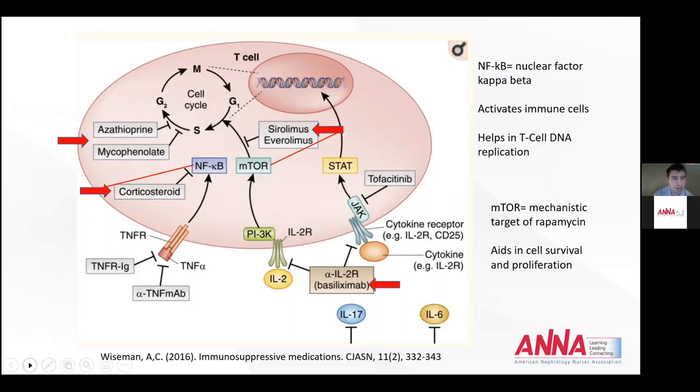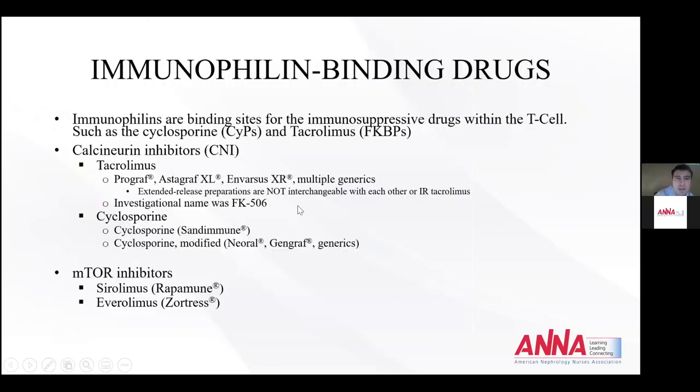Oops, got to go down here. So what are immunophilin binding drugs? These are your tacrolimus and your cyclosporin. Immunophilins are binding sites for these immunosuppressive drugs inside the T cells, such as cyclosporin, which has a cyclosporin binding site inside the T cell, and then tacrolimus has an FK binding protein site. Tacrolimus's drug name was FK506, so tacrolimus binds to this immunophilin FKBP. So that's how they work inside the cell. That's what they're trying to bind to.